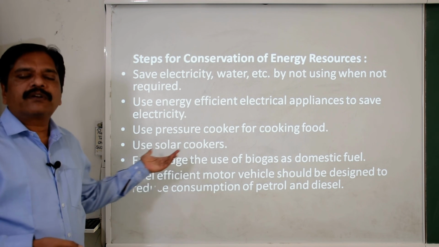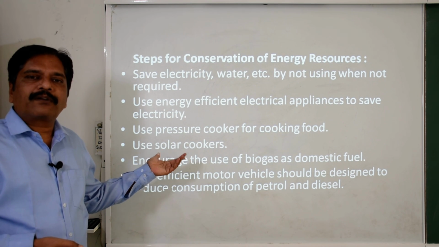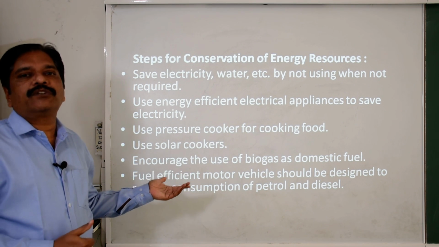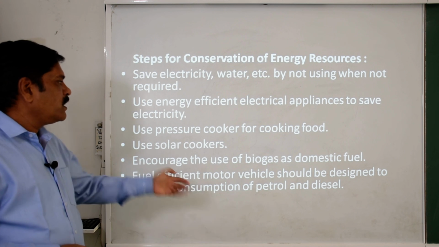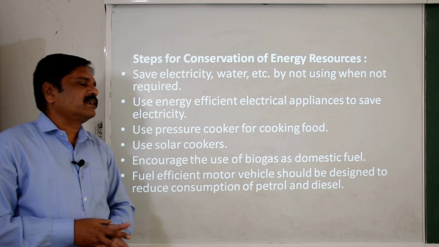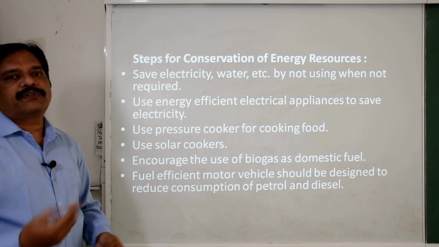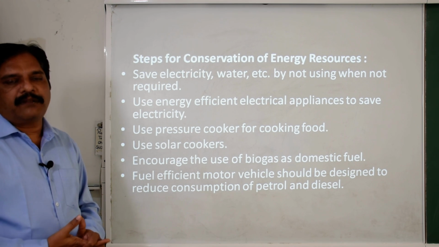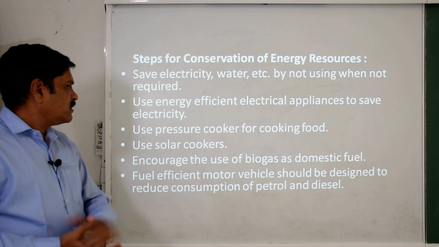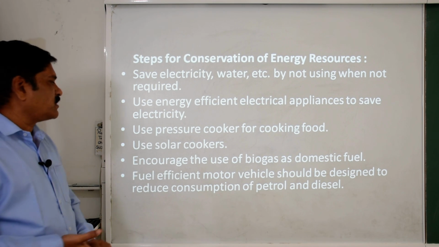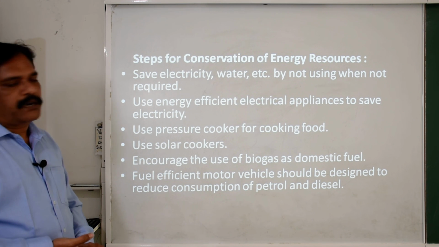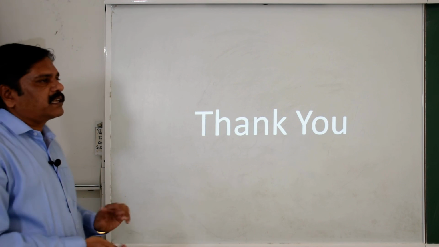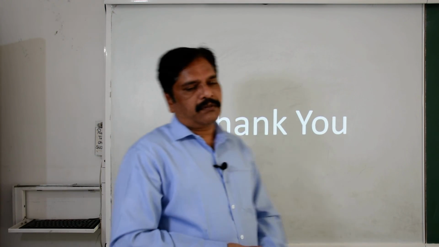This solar cooker not only saves fuel, but it is also helpful for retaining the quality of the food and the nutrients. Encourage the use of biogas as a domestic fuel, produced from locally available dung. Fuel efficient motor vehicles should be designed to reduce the consumption of petrol and diesel. Only by improving the technology can we improve this as well.